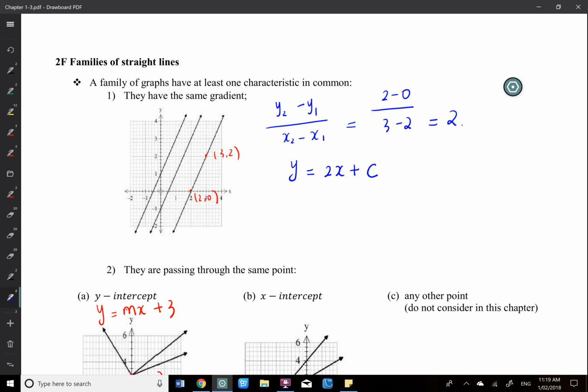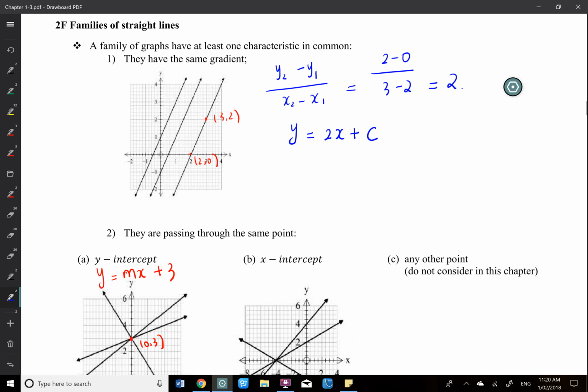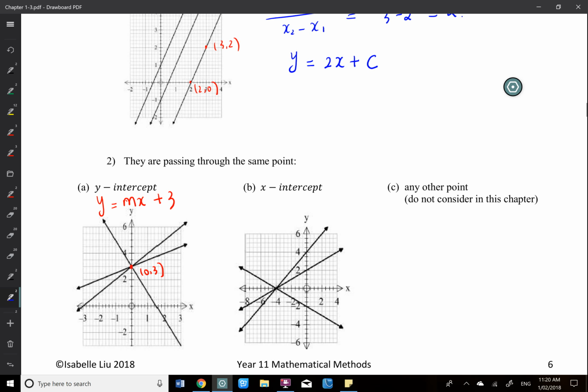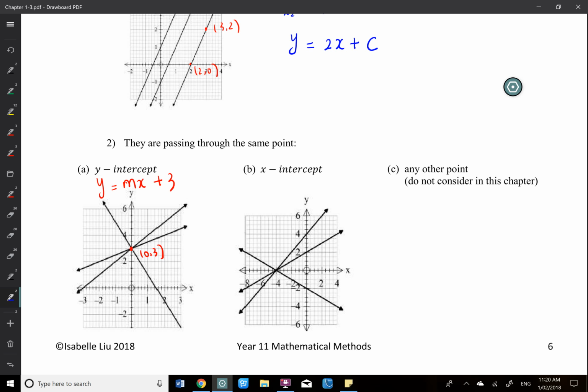Those two are the easy ones. Let's have a think about other special ones. For example, this one. We have (-4, 0) as the x-intercept. All of these lines pass through the same x-intercept. That's a special point as well. They all pass through the same x-intercept, which is (-4, 0).